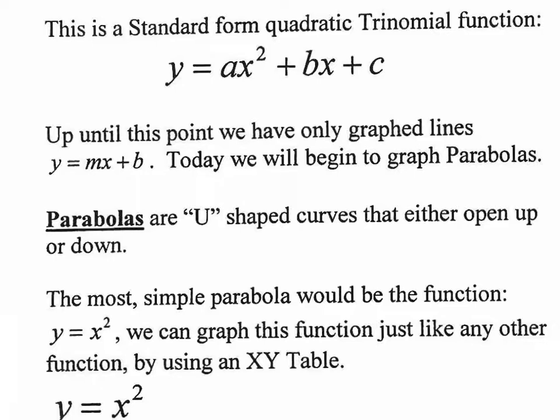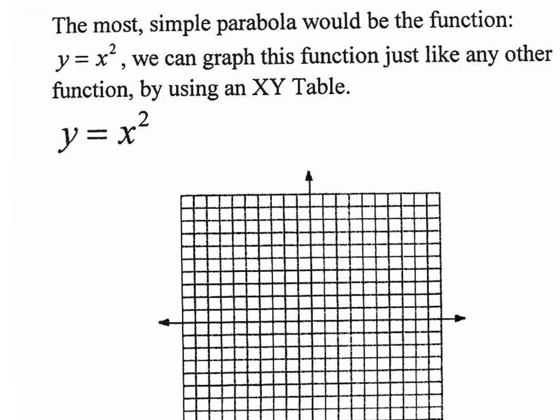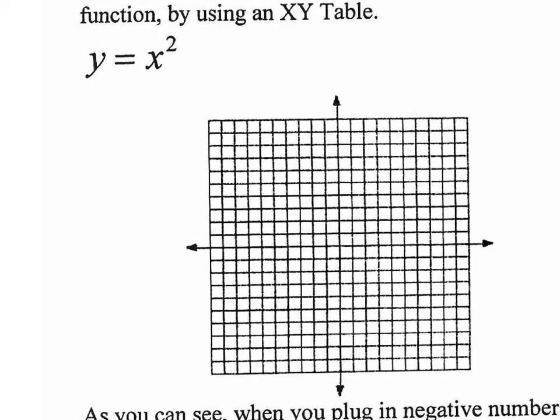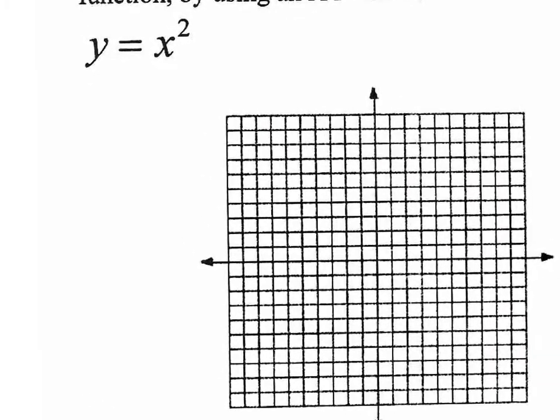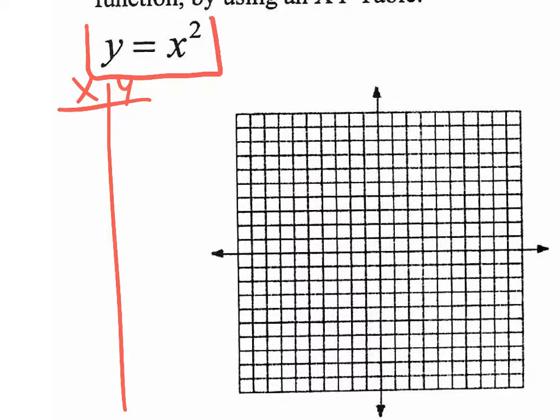The most simple parabola would be the function y equals x squared. We can graph this function just like any other function by using an xy table. So everybody please follow along with me on your paper. What we're going to do is make a quick xy table right below our function y equals x squared. By the way, this is the simplest parabola that you could graph. It's actually called a parent graph. What do I mean by parent graph? Because all other parabolas are in some way related to this parent graph. They all kind of look like this U-shaped curve.